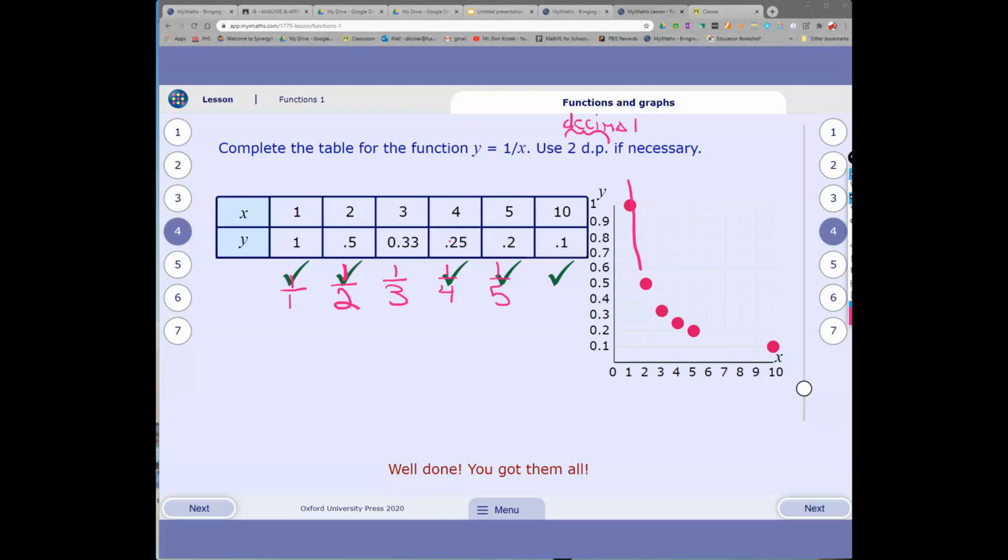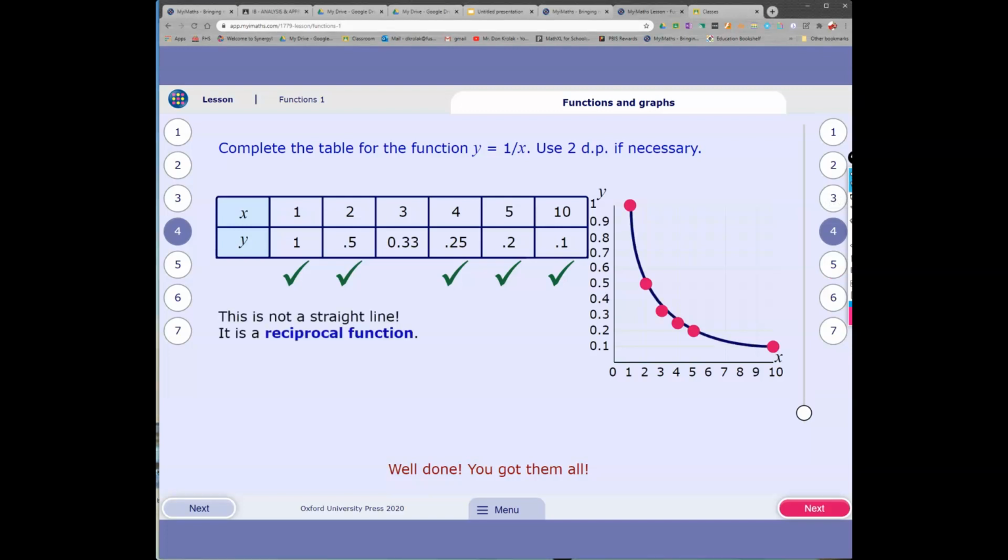Now, actually, every rational function has 2 branches. Okay, because this part of the graph wasn't included, there would be another branch down here. And that's true for all rational functions. We're going to get more into rational functions in the latter part of this unit, so don't think you have to know every single thing about them.